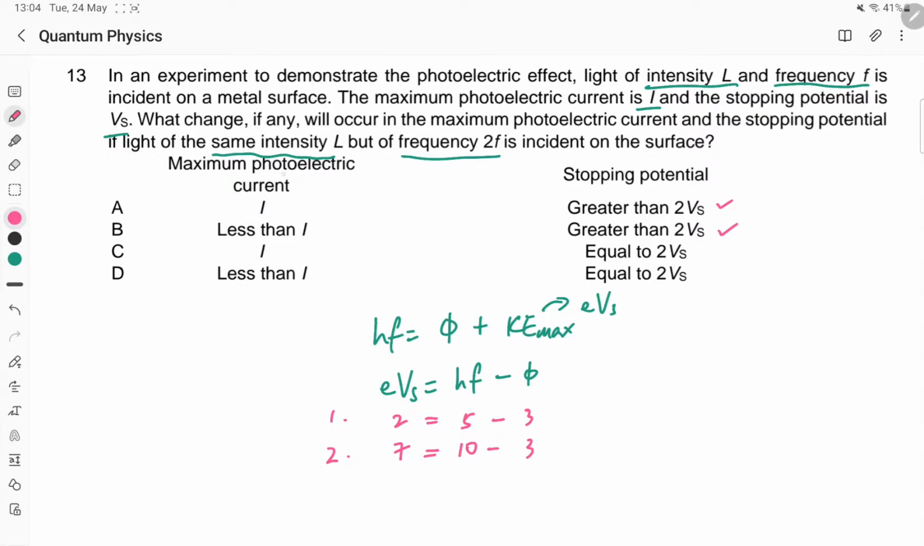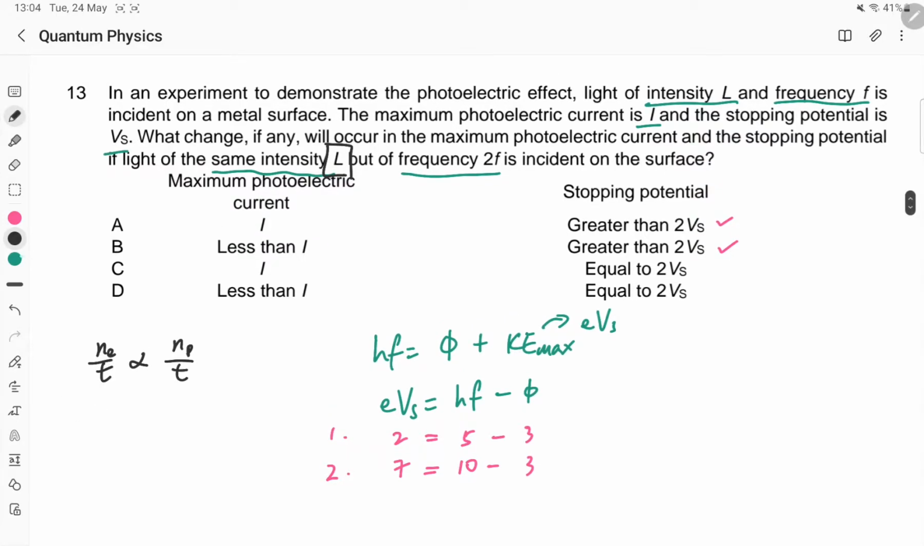What about the maximum current portion? Firstly, we know that the current, the number of electrons per unit time, is proportional to the number of photons per unit time. So you have to ask, when we are delivering the same intensity, so this is the same energy arriving per unit time. In the original case, we are delivering this intensity in smaller packets.